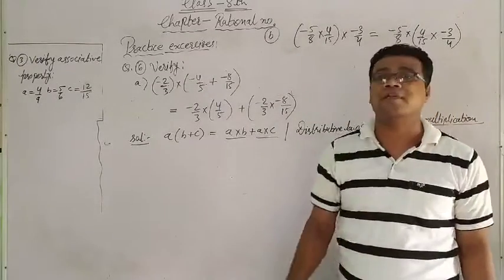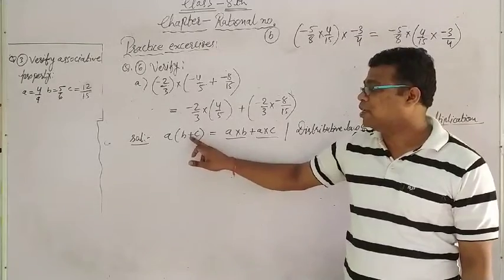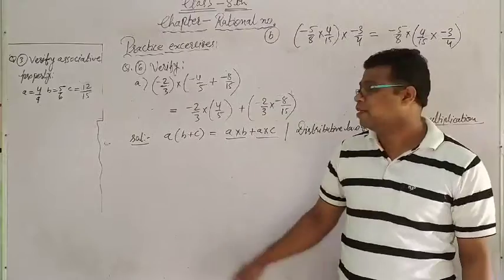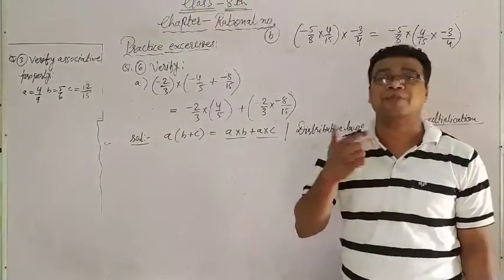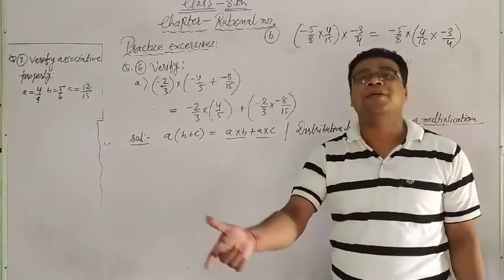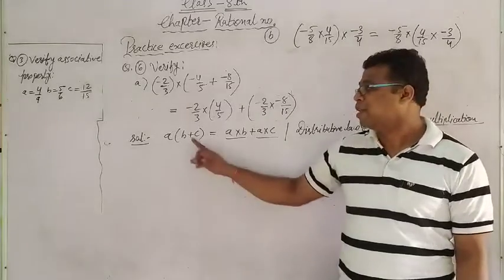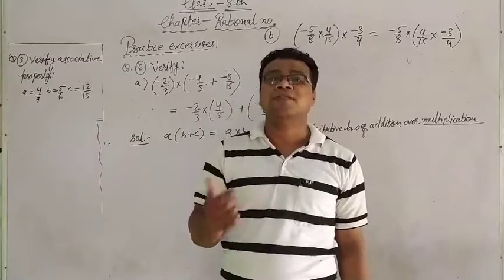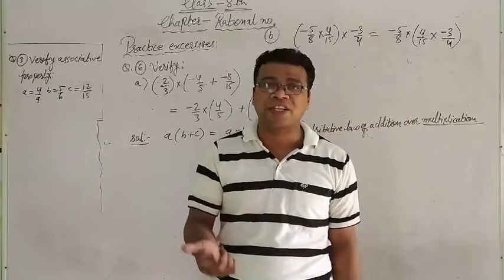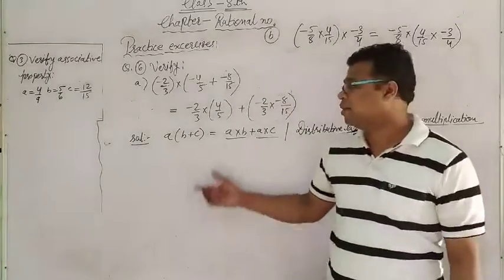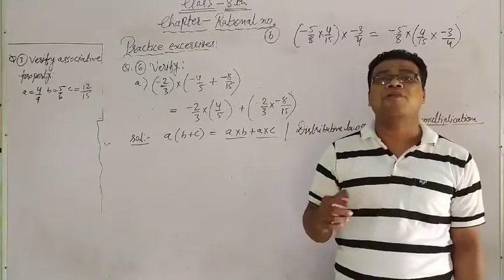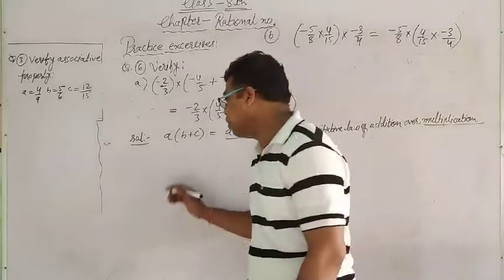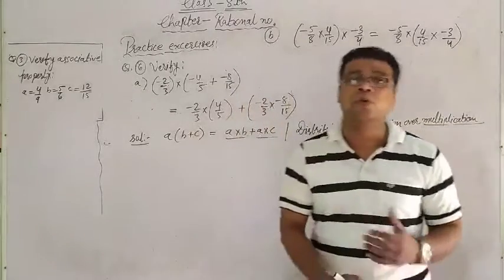One another rule is there. Wherever there is a minus sign, that particular law is converted to distributive law of subtraction over multiplication. No problem. Plus and minus signs may change. If it is a plus sign, it is known as distributive law of addition, and if it is a minus sign, it is known as distributive law of subtraction. Very easy.